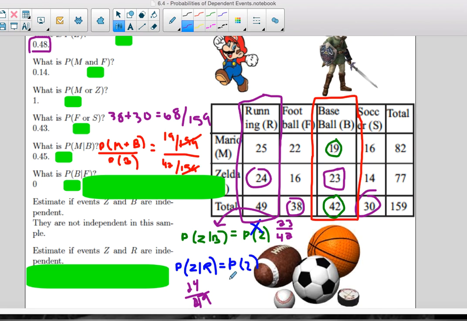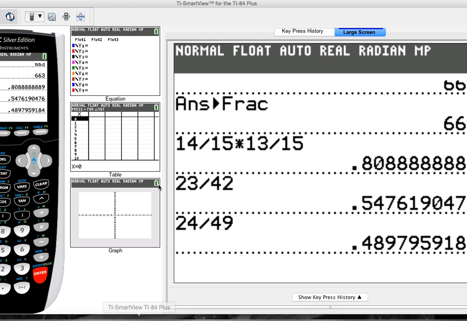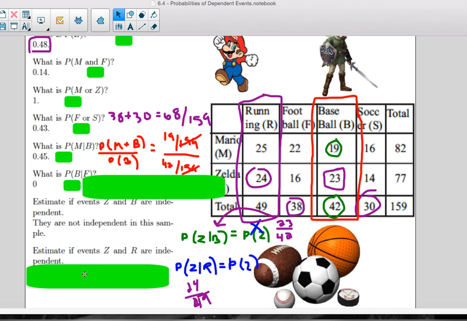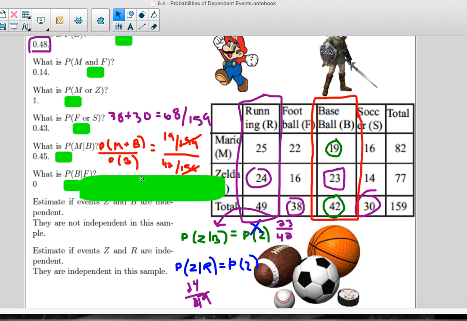So as I said before, hopefully I said it in class, if the two events are within 1% of each other, that's going to be our cutoff. So that's 48%, right? It was 77 out of 159. We can get it down to a decimal. 77 out of 159. That's the probability of Zelda. 48.4 and 48.97. These are within 1% of each other. So for our purposes, we'll say that they are actually independent. They're not exactly the same, but they're so close that we're going to say that they're independent in this sample.